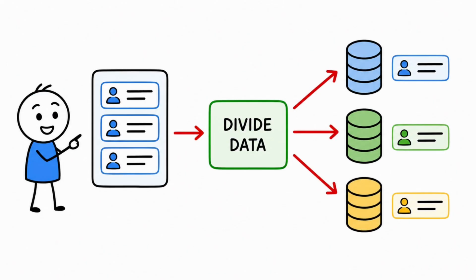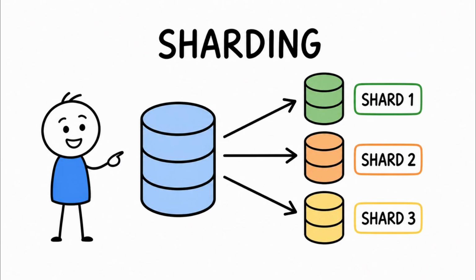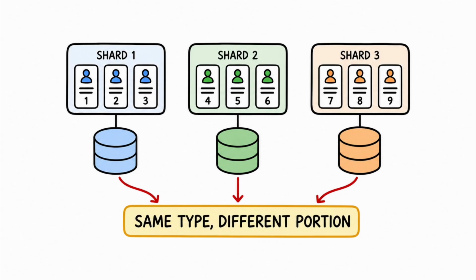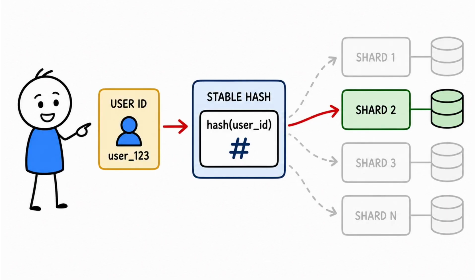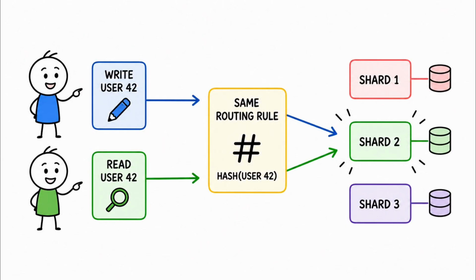Horizontal database scaling divides the data across multiple servers. This process is commonly called sharding. Each shard holds the same kind of records, but a different portion. A sharding key, also called a partition key, determines the destination. For example, a stable hash of a user identifier can select one shard. The application uses the same rule to route future queries.